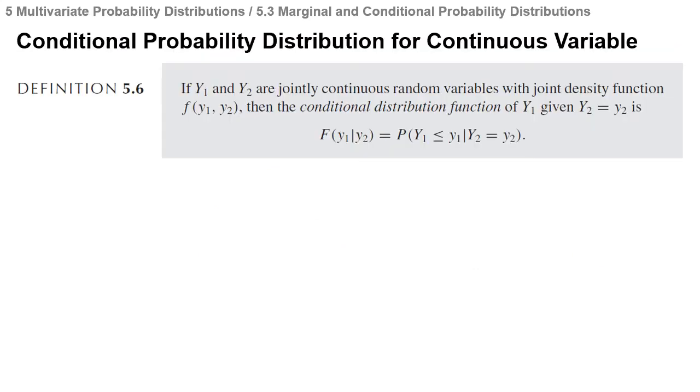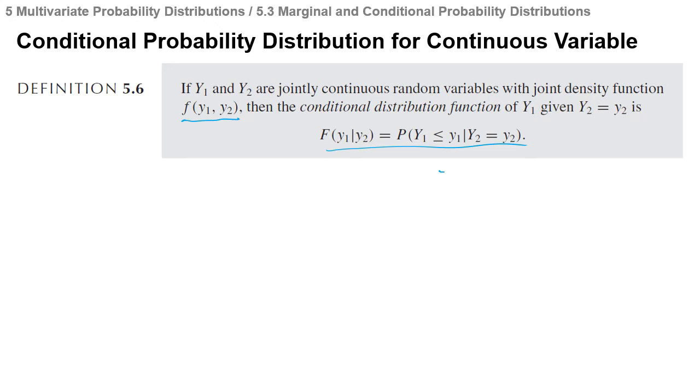Okay, let's move on to conditional probability distribution for continuous random variables. And here's definition 5.6. If Y1 and Y2 are jointly continuous random variables with joint density function f(y1, y2), then the conditional distribution function of Y1 given Y2 equals small y2 is this one.